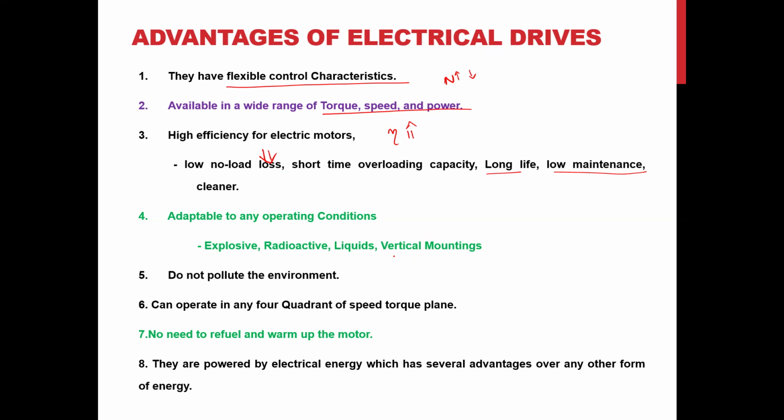We can use them in vertical mountings, liquids, or even radioactive and explosive materials. Everything is possible. We can use them in aircraft, trains, and traction. They cannot pollute the environment, and they can operate in four quadrant operation. We can use them in generator mode, motor mode, motoring action, and braking. No need to refuel the motor.